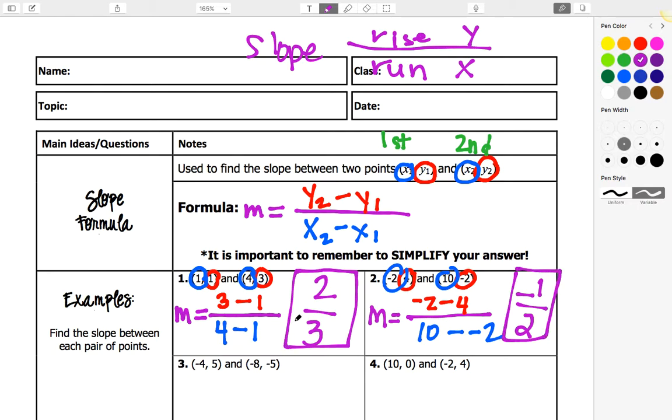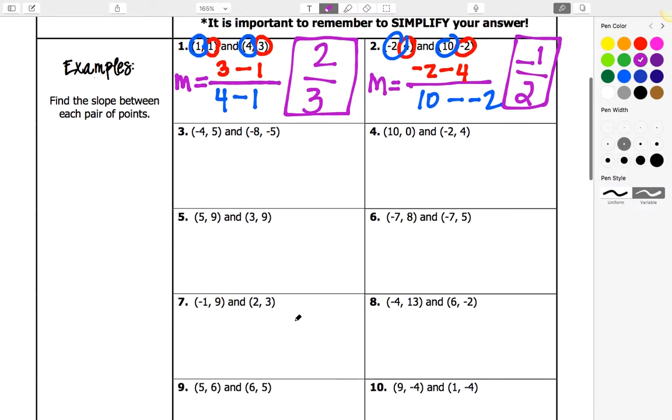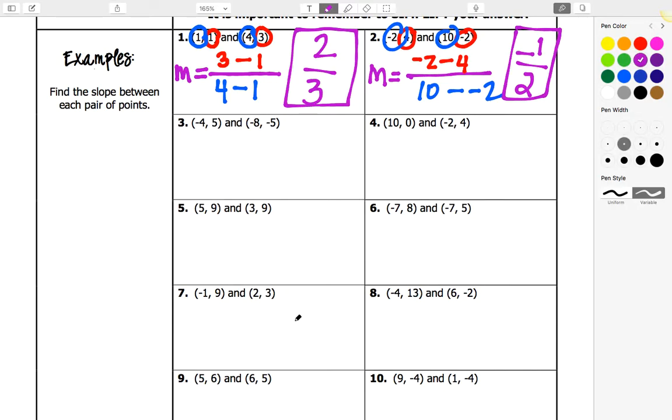So number 3. If you guys want, you can pause the video and try number 3 by yourself, and then push play when you're ready. But I'll go ahead and do number 3. This will be the last example that I do with you, and you're responsible for the final 7. So we'll say m equals, we'll take our second y, which in this case happens to be negative 5, and we're going to subtract our first y, which in this case happens to be 5. Then we're going to subtract our x's, so we'll take negative 8 first and subtract from that negative 4.